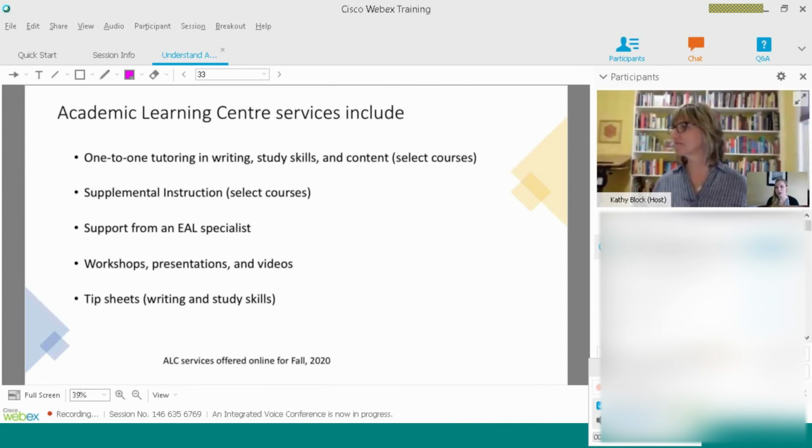As such, our services at the Academic Learning Center include one-to-one online tutoring in writing and study skills and content for select courses, and supplemental instruction for select courses, as well as online support from an EAL specialist and tip sheets for writing and study skills. Although in this workshop I'm going to focus on accessing the writing tutor service, feel free to check out the Academic Learning Center's website for more information on the other services listed on this slide. I will have the website linked in a different slide. You'll be able to find it there.